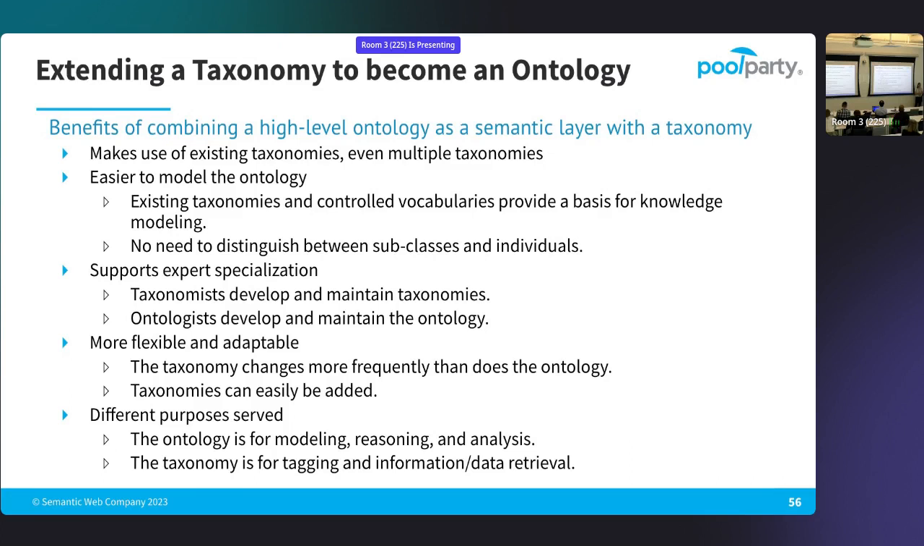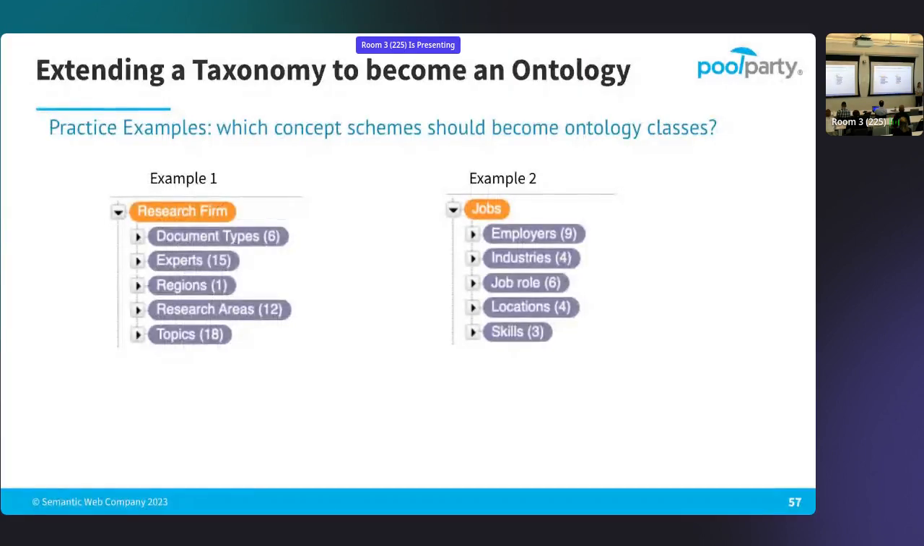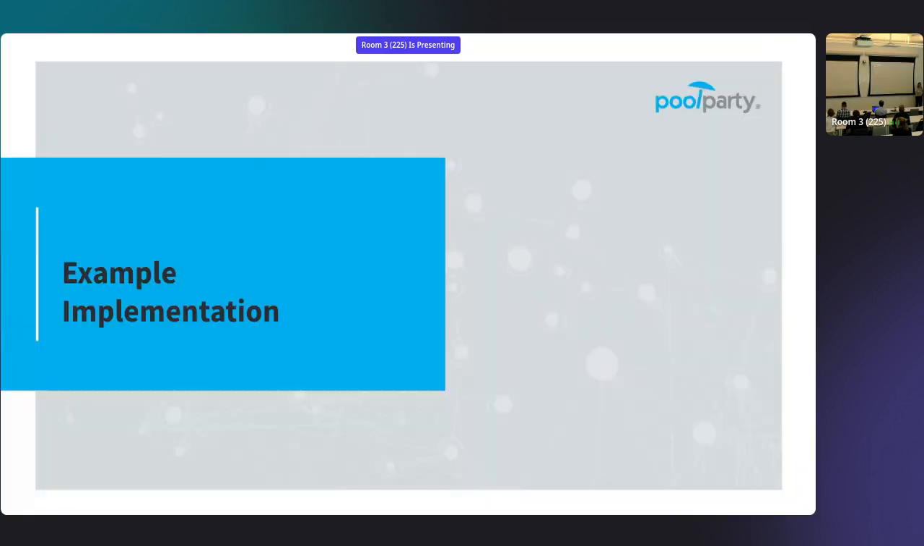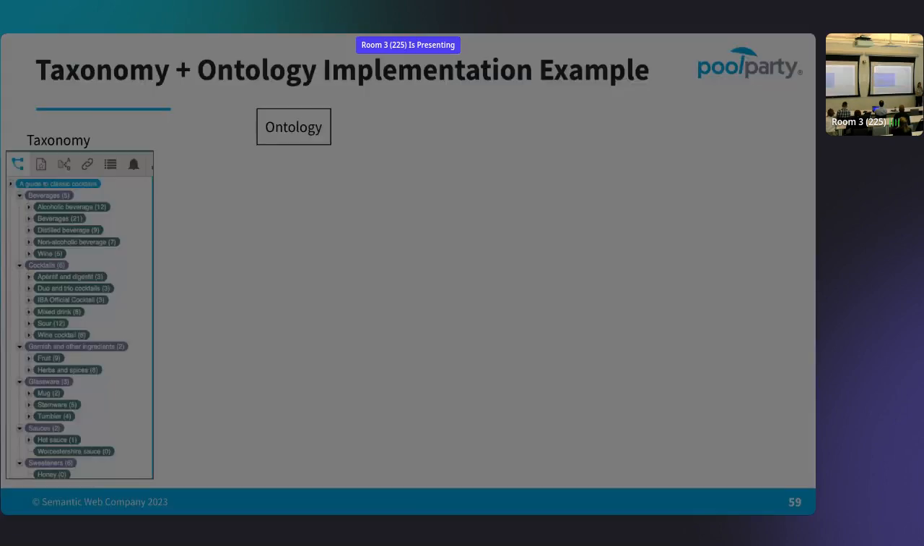It's more flexible and adaptable because taxonomies change more frequently than ontologies. The ontology knowledge model is a little more stable. We're constantly adding more concepts to taxonomy and changing them. And they're different purposes. Ontology is more for the modeling, reasoning, and analysis, and the taxonomy is for tagging and information retrieval. So it's nice to have them modeled a little bit separately. Okay, I think that's it.